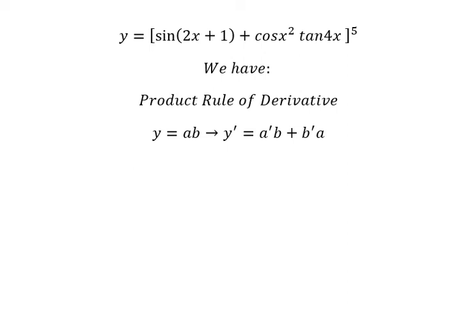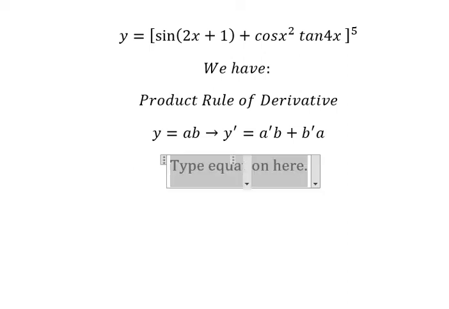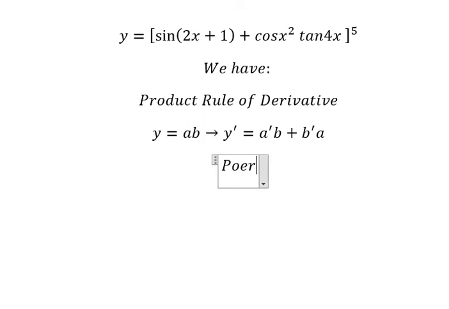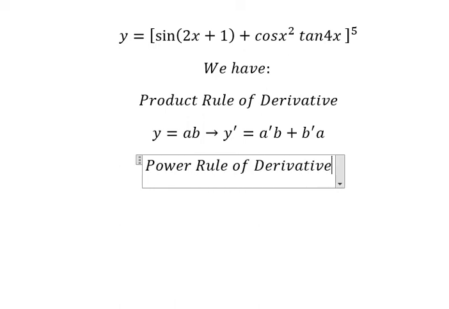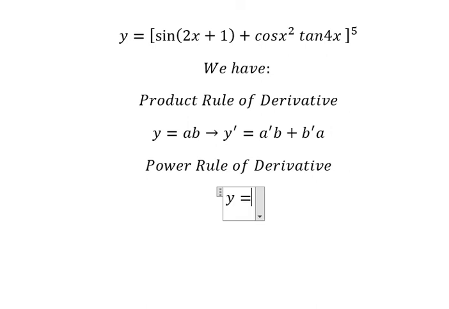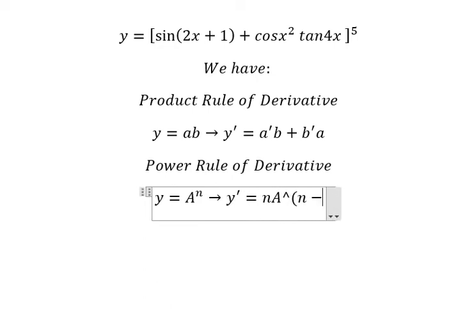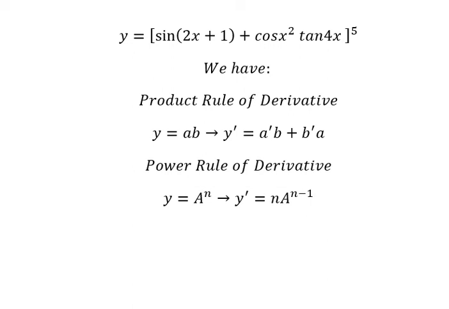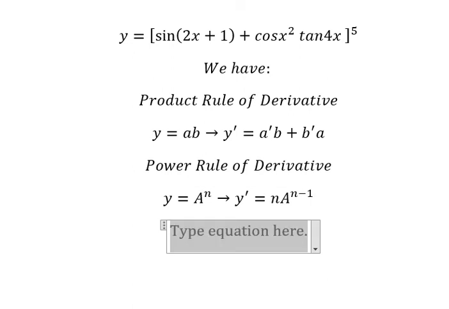And the next one, we have the power rule of derivative. So we have y equals a to the power of n. So if we do first derivative of this one, we have n a to the power of n minus 1. The next one, that is about trigonometry.